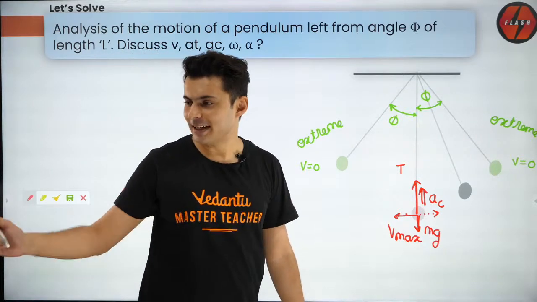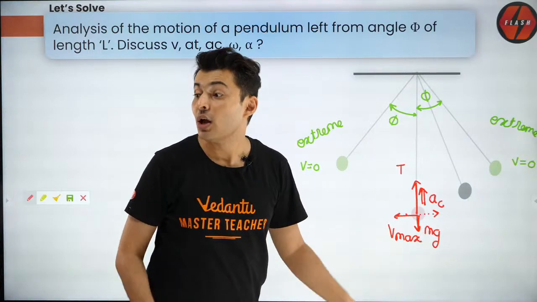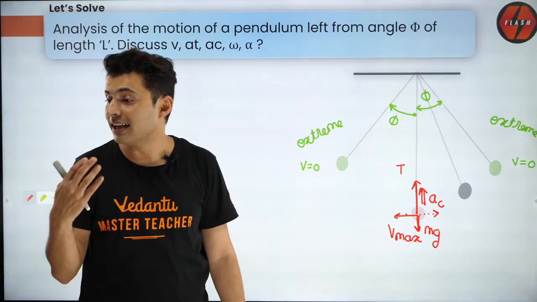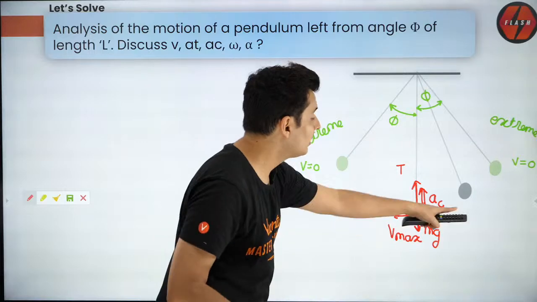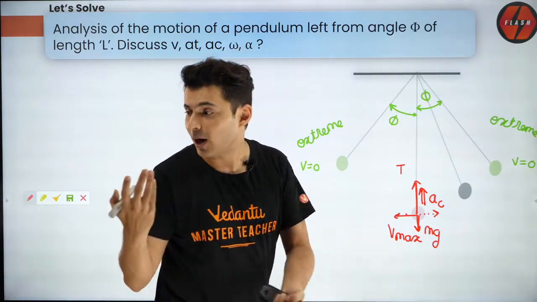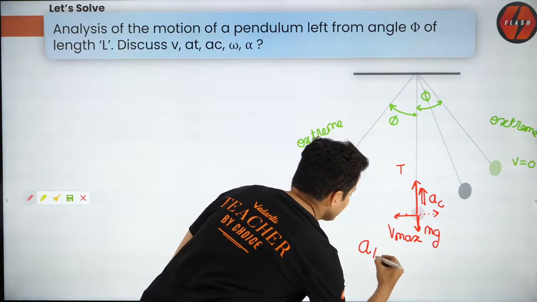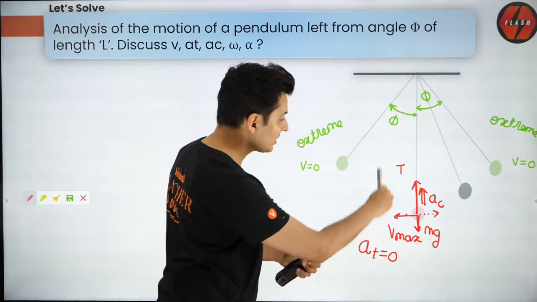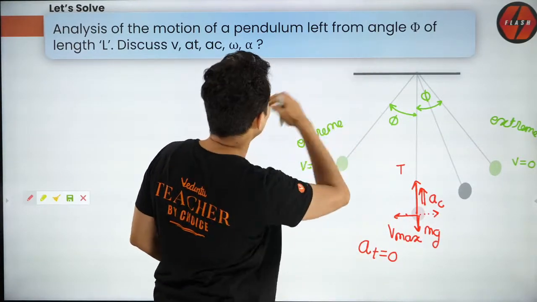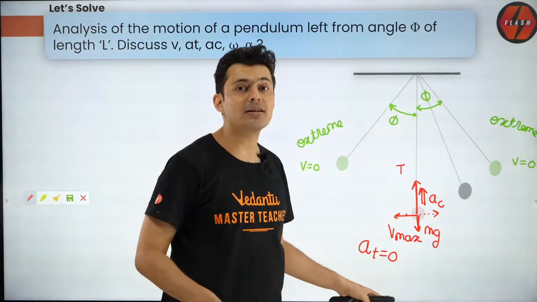What do you think guys? I'm reading your chats on this side. Will there be any tangential acceleration? Think again. Which force is there in the horizontal direction? Is there any force in the horizontal direction? No, right? So how will there be any tangential acceleration? Guys, at this point, the tangential acceleration is 0, because there is only mg and there is tension, there is nothing in the horizontal direction. Yes, there is no tangential acceleration.